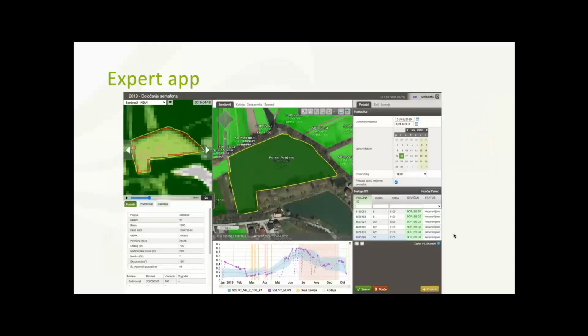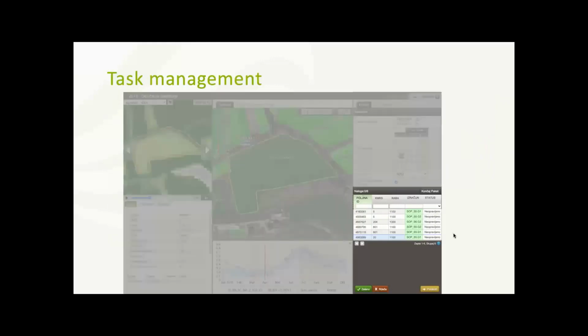Now, this is how the expert app looks. To go through the steps, first of all, it is a task management system. This might be obvious, but it's really important because we have tens of thousands of parcels which need to be somehow organized and split among several operators or several tens of operators.